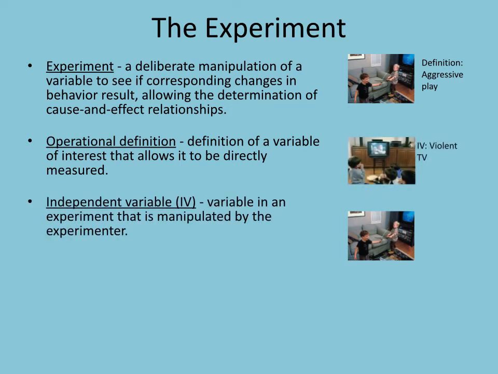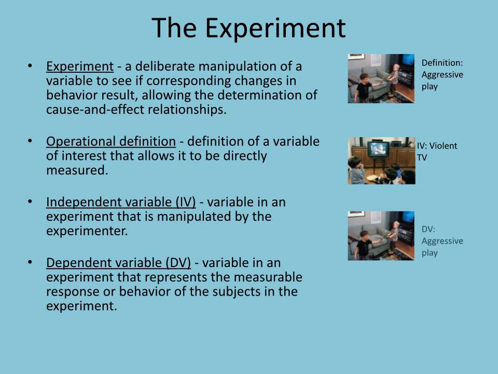Now, in your experiment, you have an independent variable and a dependent variable. The independent variable is being manipulated by the experimenter, while the dependent variable is the one that the subjects are responding with, their response or behavior to the independent variable.